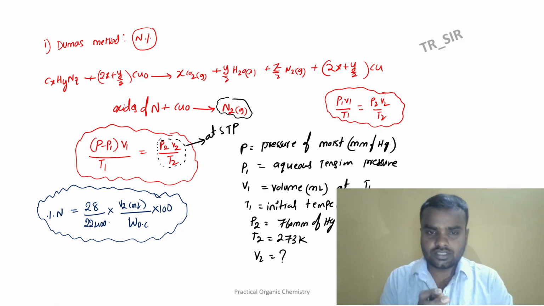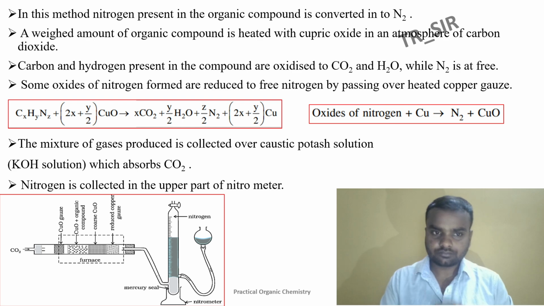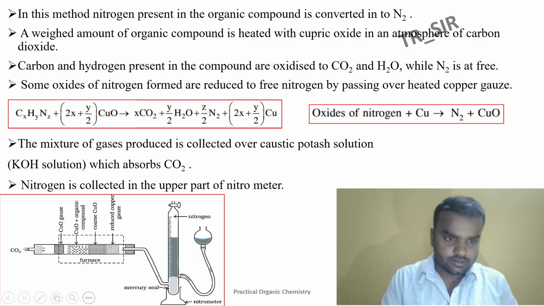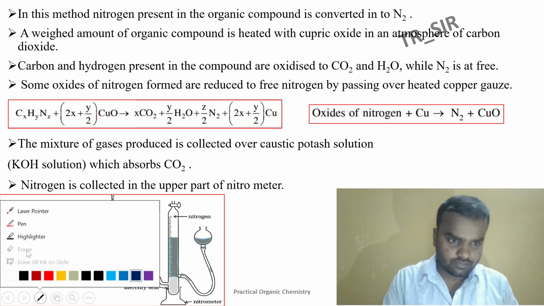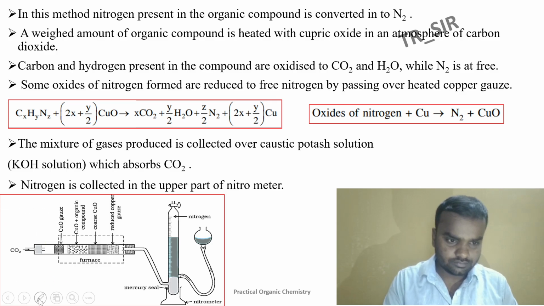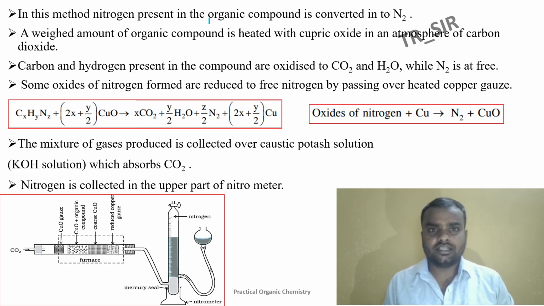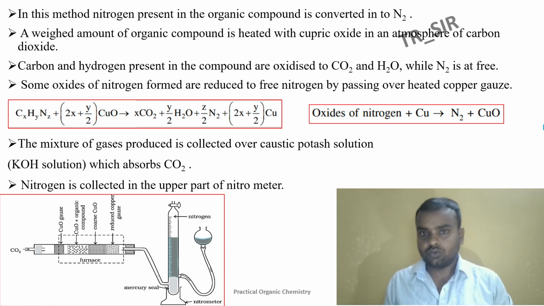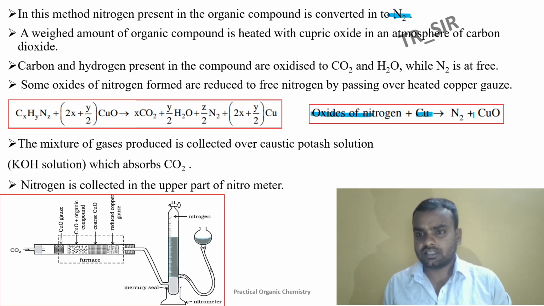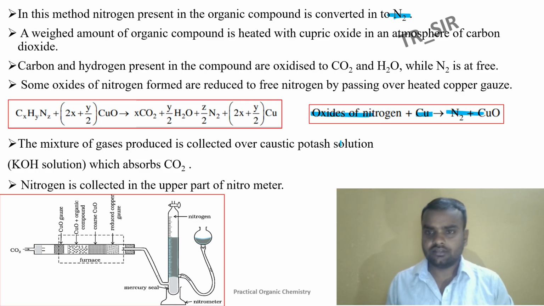Now we'll come to the process. See here carefully. In this method, nitrogen present in the organic compound is converted to N2, which we have seen. Oxides of nitrogen are converted by copper, which is converted into cupric oxide.